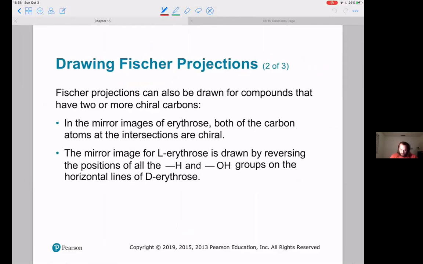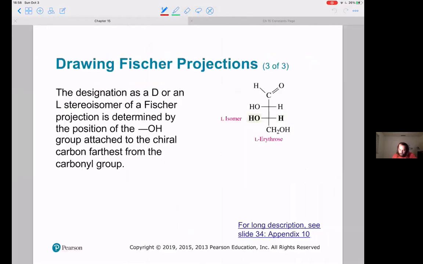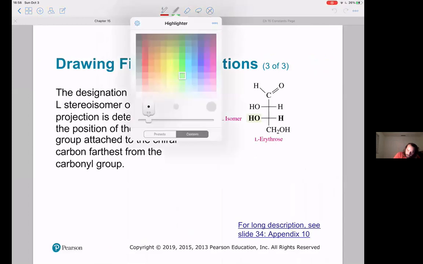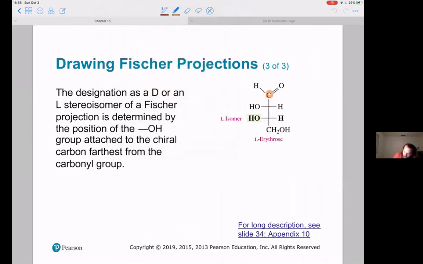And so as I said, we're going to use these Fischer projections, and it's going to make it really easy to spot those chiral carbons because they're going to be those implied carbons. So here we have erythrose, one particular sugar. It's got 1, 2, 3, 4 carbons and an aldehyde group.